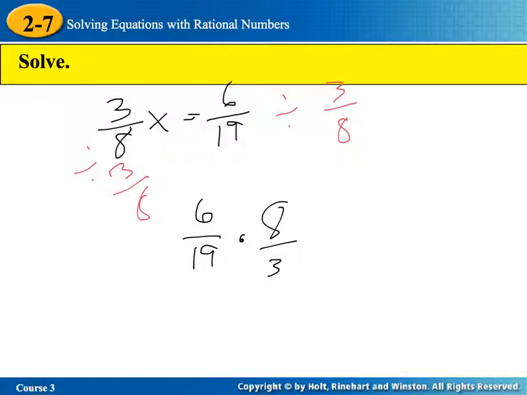By the reciprocal. Okay? Can I simplify before I multiply? Yep. What can I simplify? 6, 3. What do they simplify to? You got 2 and 1. All right? Now what do I do with this? Multiply straight across. Our answer, 2 times 8, 16. 19 times 1, 19. I get 16/19 as my answer. All right? Okay. Now, last problem of the day.